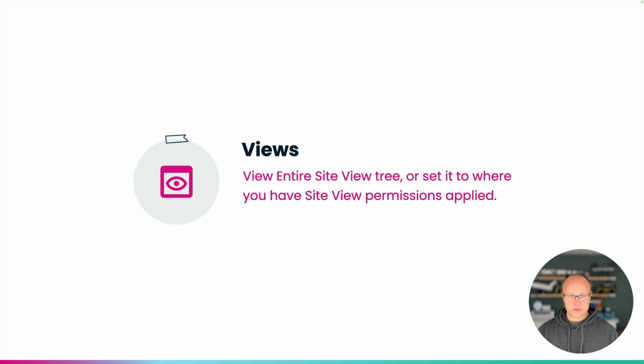For authors, once permissions are set, they'll get two different views within the site view tree. They can either view the entire site view tree or see where they have permissions applied, allowing them to just navigate quickly to the areas that they commonly use. And based on the view that they select, it will be remembered the next time that they come to that screen. So let's see that in reality with a demo in Contensis itself.